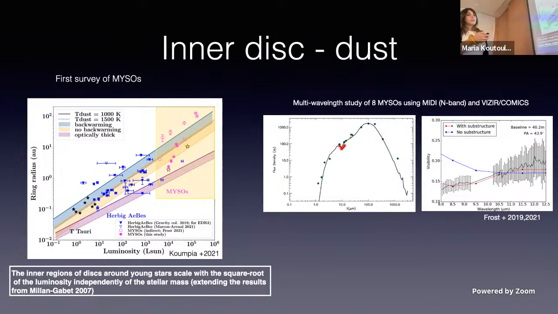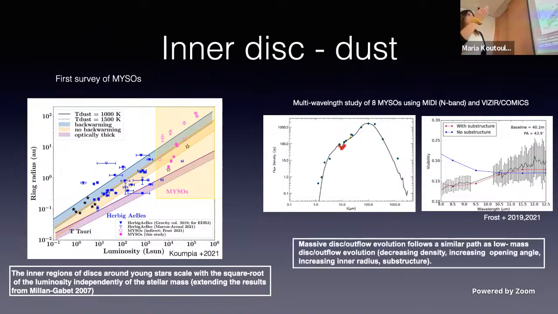What they saw was, first of all, that the massive disk outflow evolution follows a similar path as low mass stars. But the other most important thing was that you could see substructures. Quite a few of the data could not be fitted unless there was some kind of substructure or asymmetry. Of course, we need further data to confirm that, and also to try to image it.